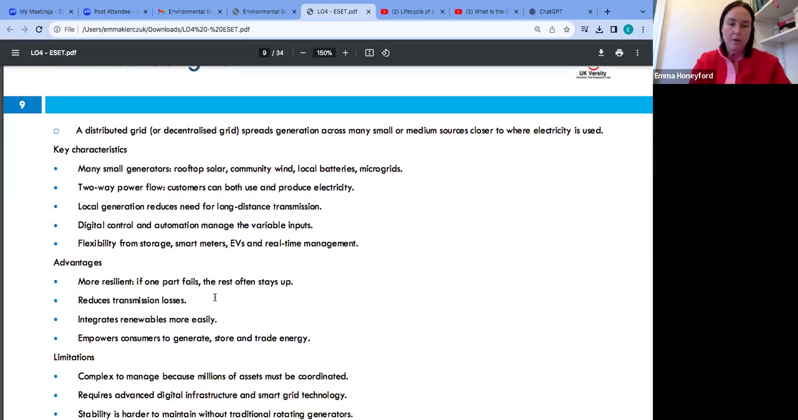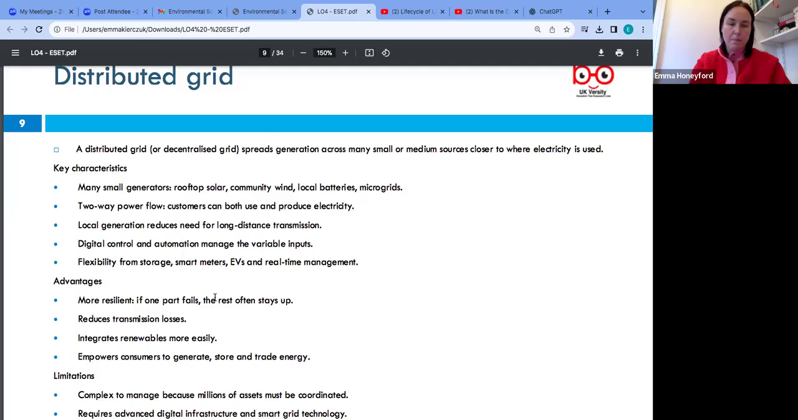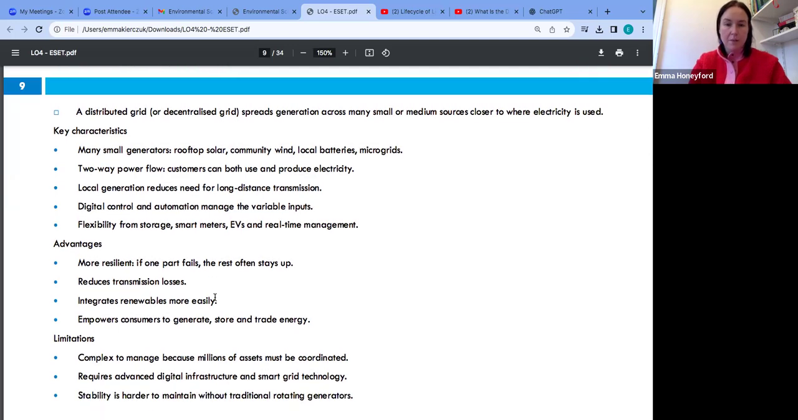Integrates renewables more easily. So it's that this system, a distributed grid, is more supportive of renewable energy in a practical sense. Empowers consumers to generate, store and trade energy. So there's this thing about energy dependence.